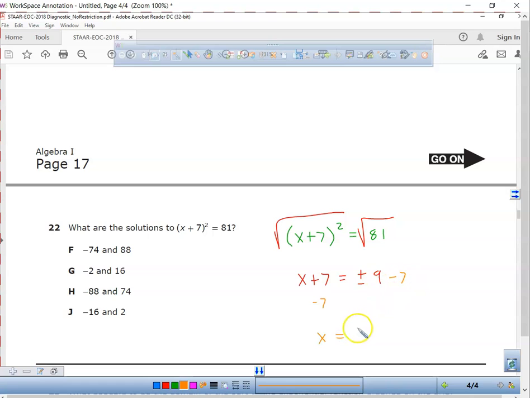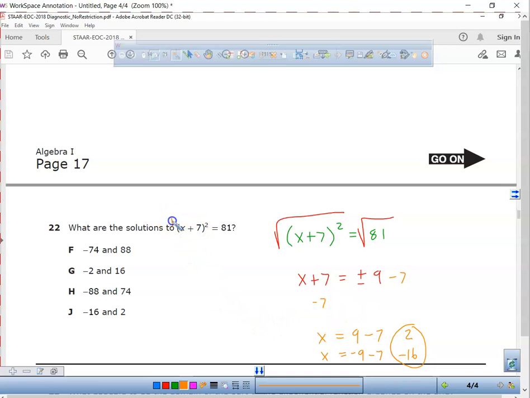So x equals 9 minus 7, and x would also equal negative 9 minus 7. Now 9 minus 7 is just 2, and negative 9 minus 7 is negative 16. So my solutions are what? 2 and negative 16. Now, some of you are like, well, how could I use Desmos?